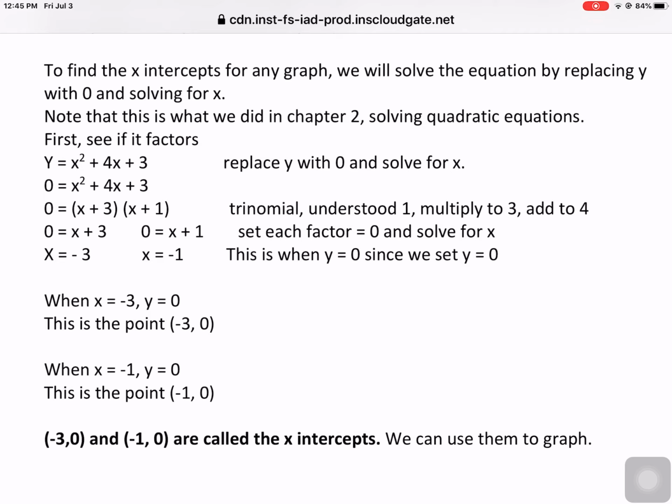This is when y equals 0 because we replaced y with 0. So when x equals negative 3, y equals 0. This is the point negative 3, 0. When x equals negative 1, y equals 0. This is the point negative 1, 0. Negative 3, 0 and negative 1, 0 are called x-intercepts. We can use them to graph.